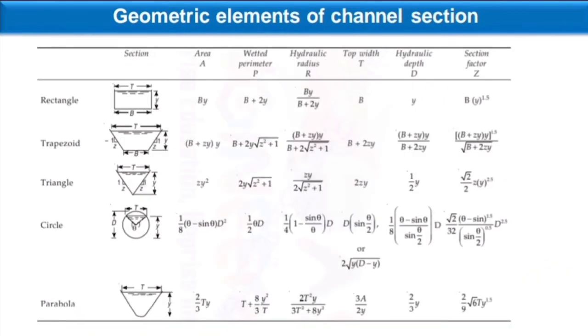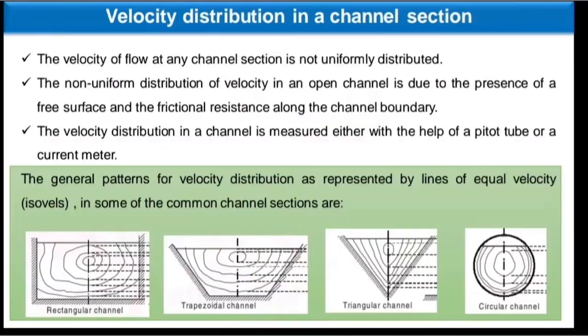Geometric elements of various channel sections are shown here. For a rectangular channel, area equal to B into Y. Perimeter is B plus 2Y. Hydraulic radius R, that is area by perimeter, equal to BY by B plus 2Y. Top width is B. Hydraulic depth, that is area by top width, BY by B, that is equal to Y. And the section factor is area into root D, and here it is B into Y raised to 1.5, that is B into Y root Y.